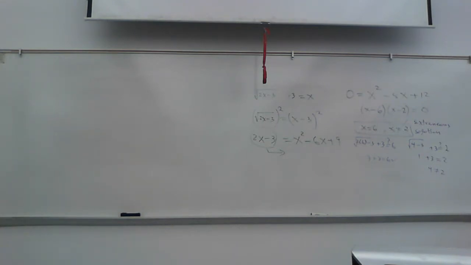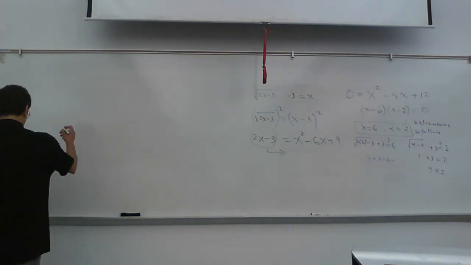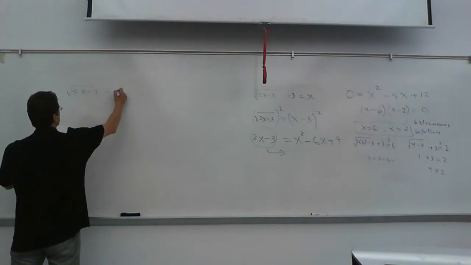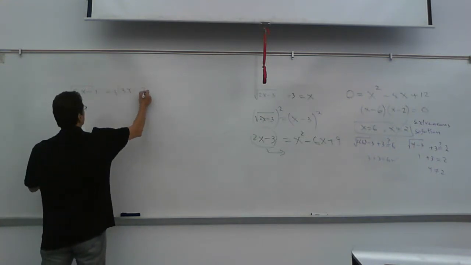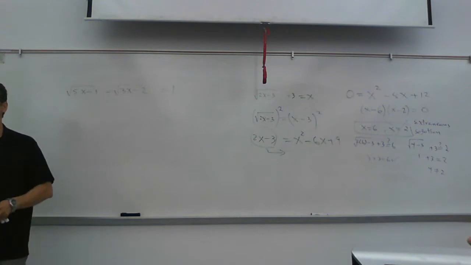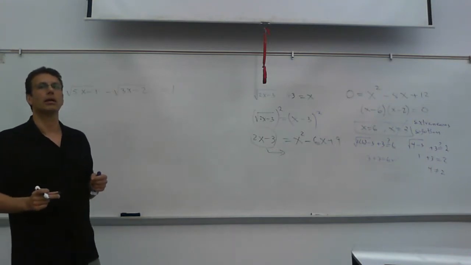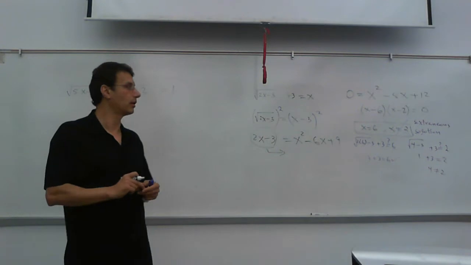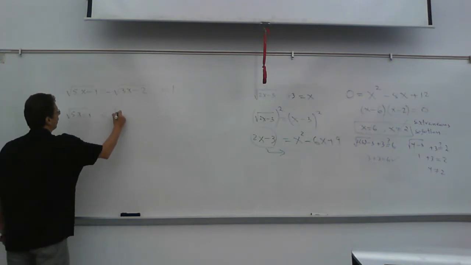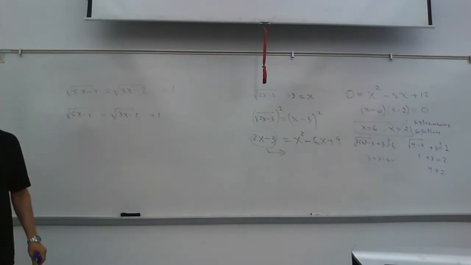All right. Before we go to complex numbers, there was a question regarding radicals when we have two of them. So let me see. Square root of 5x minus 1 minus square root of 3x minus 2 equals 1. In order to solve this, you have to isolate the radical. But there are two of them, so you can't. Then what do we do? The best way is to put one on each side. So that's the original one. We get the square root of 5x minus 1 equals the square root of 3x minus 2 plus 1.